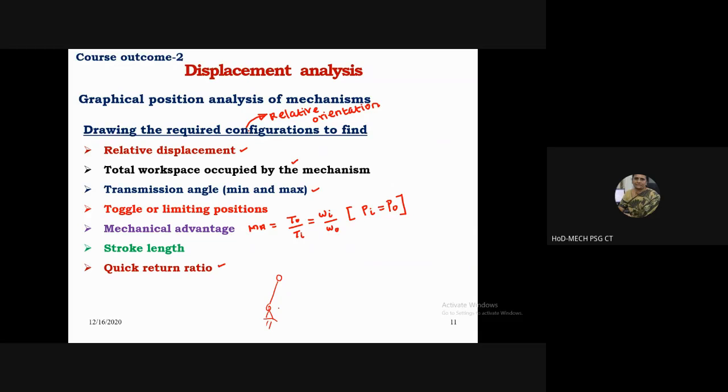So suppose you need to carry out a kinematic analysis of a 4-bar mechanism. What you have to do is draw the configuration of the 4-bar mechanism to scale, for which you need to know the lengths of all the links, link number 1, 2, 3 and 4, and the instantaneous position of the input link. The link lengths we've already synthesized, so link lengths will be available. For the graphical method, you need to know the instantaneous position of the input link, for which we attempt to carry out the kinematic analysis. So it's nothing but drawing the required configuration to find relative displacement, if required the total workspace occupied by the mechanism, and all the other parameters which we saw yesterday.